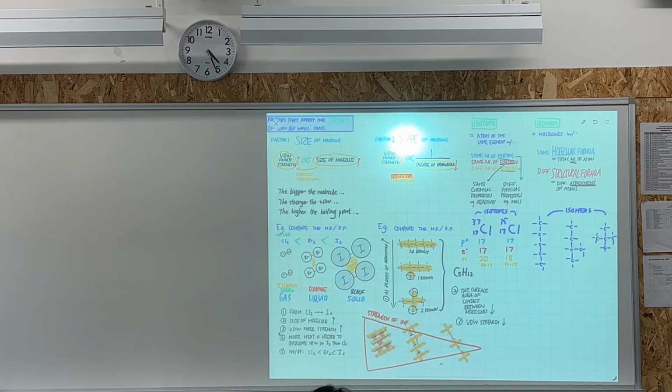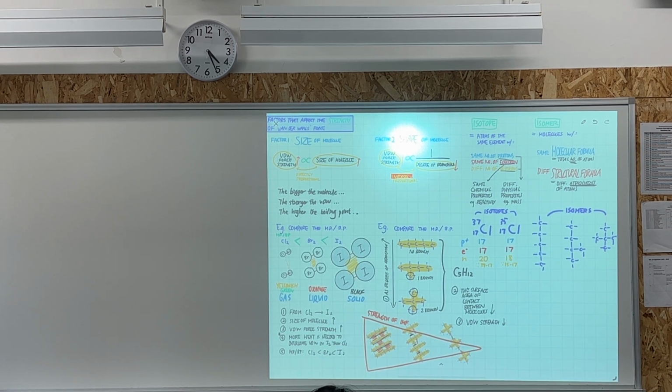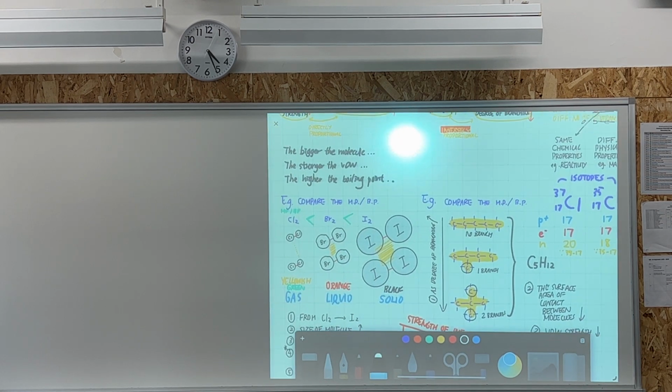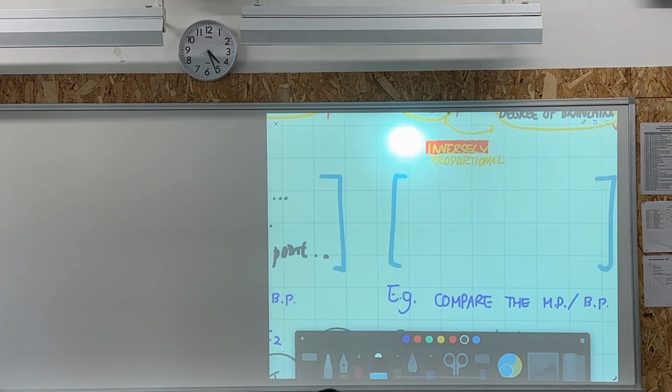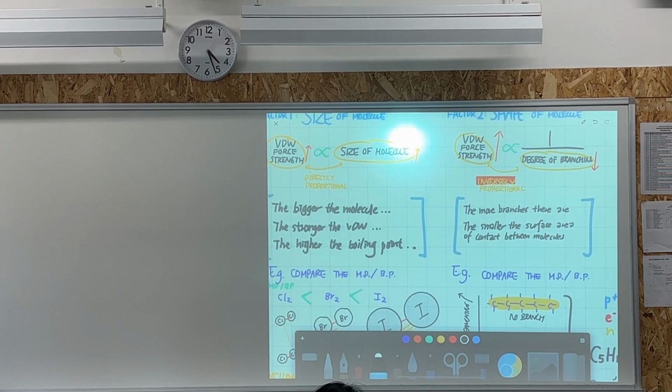So this is the second factor that affects the strength of intermolecular force. Let me dumb it down into a few sentences. This is the concluding sentence that you must know. I'll write it in here: the more branches there are, the smaller the surface area of contact between molecules. And the third point here is the weaker the van der Waals.